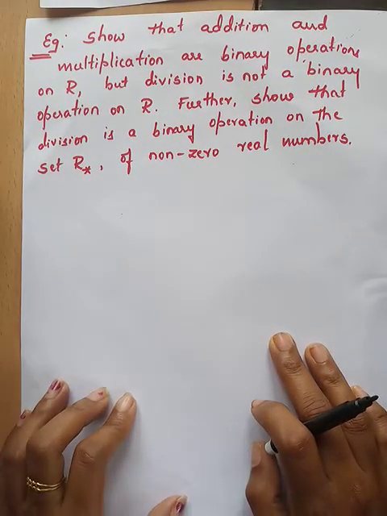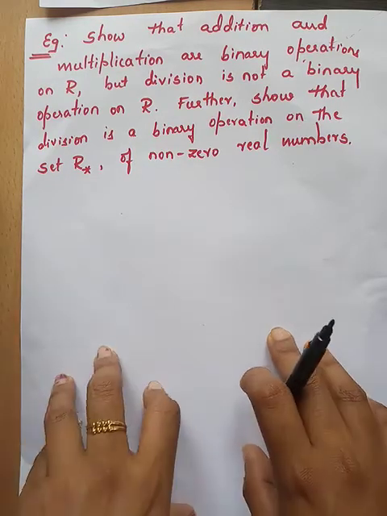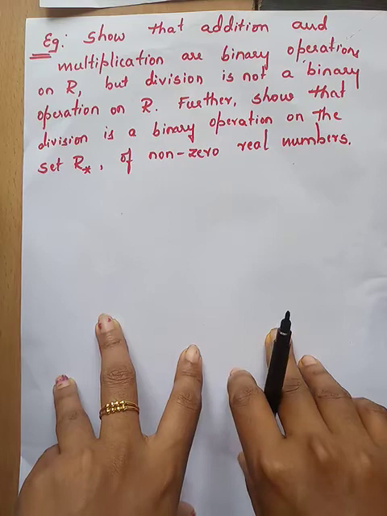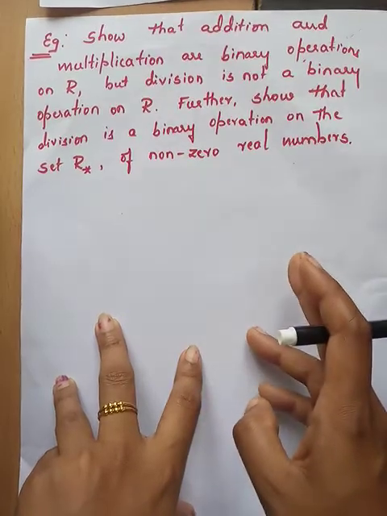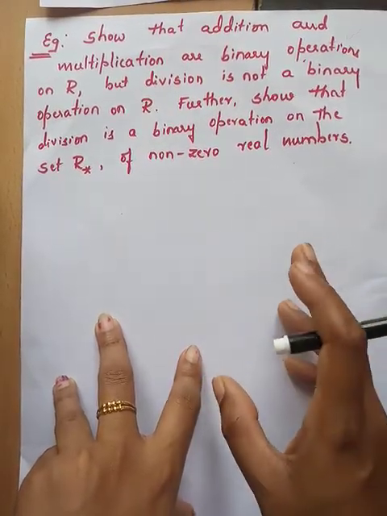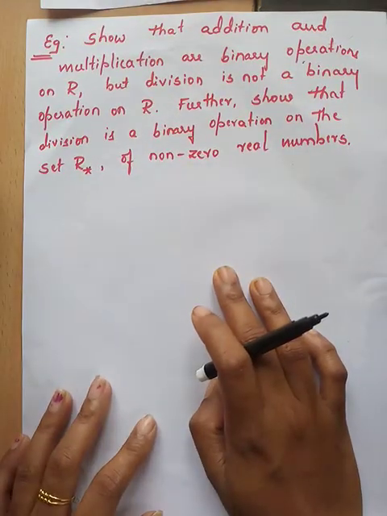The example is: show that addition and multiplication are binary operations on R. What is R? The set of real numbers. But division is not a binary operation on the set of real numbers. So what do we have to show? If you take any 2 elements and add them, you'll get an element which belongs to the real numbers. Similarly, if you multiply 2 numbers, you'll get a number which belongs to the real numbers. That we have to show. And what else? We have to show that division is not a binary operation, which means you have to take 2 such elements that when you divide them, the answer you get is not a real number.